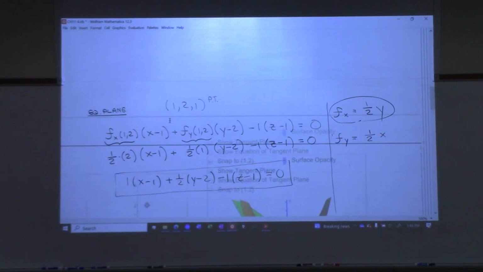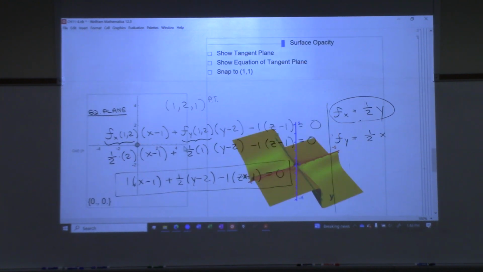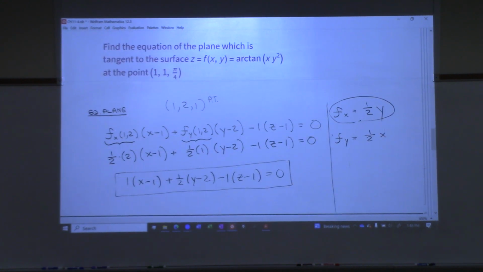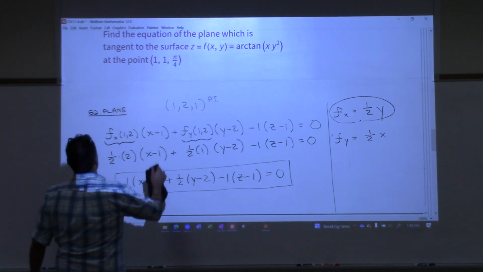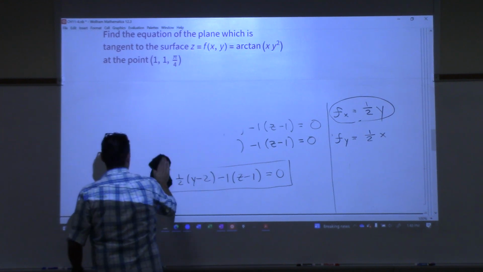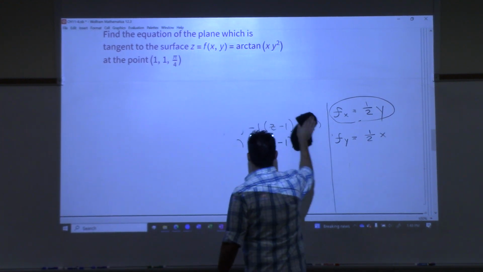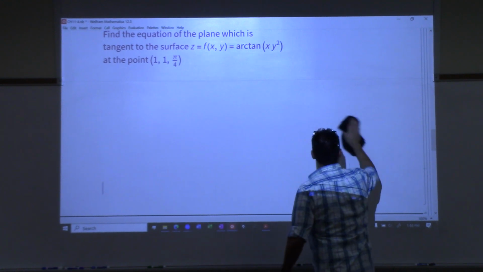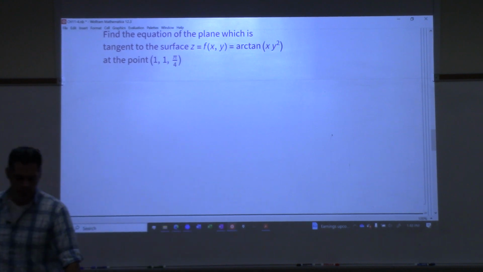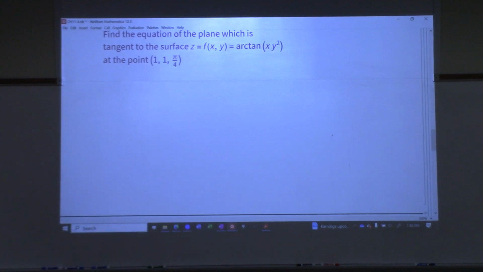All right. I have another example, but it's a little more complicated function. So look at z equals f of x y. Same exact principle that we just had. The thing that's going to be more difficult here is the derivatives, right?